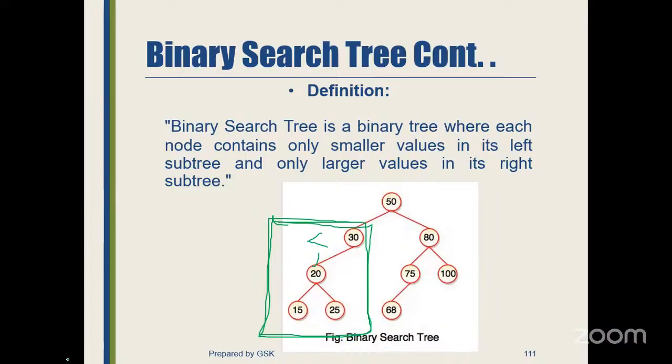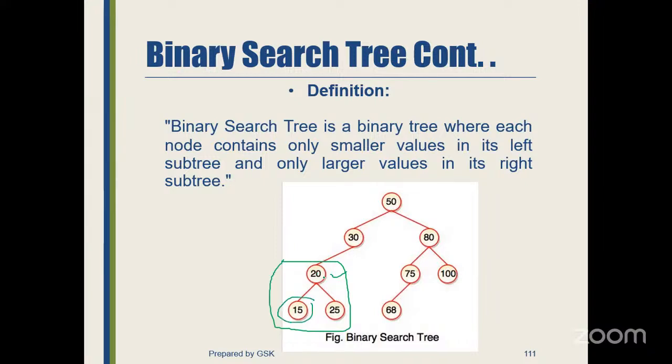After that, consider this is also a subtree. What is the root value in this subtree? 20. What is the left node? That value must be less than the root node. 15. Is it less than 20? True. The right node must be greater than the root node. 25. Is it greater than 20? Yes. Like that, at each and every node, the formula must be satisfied.